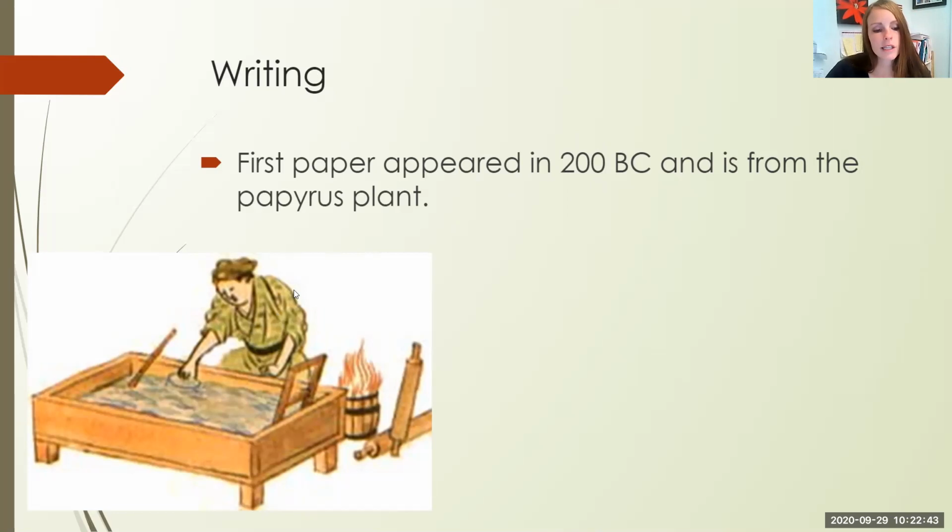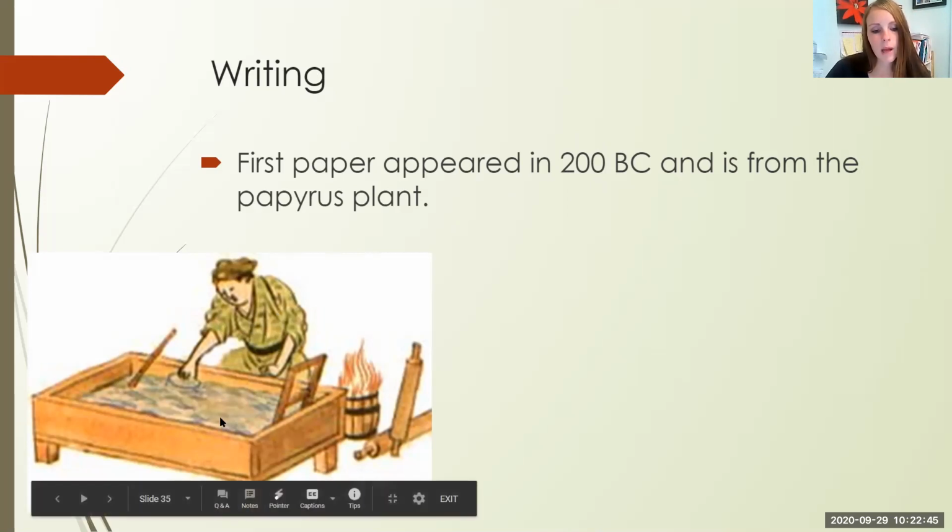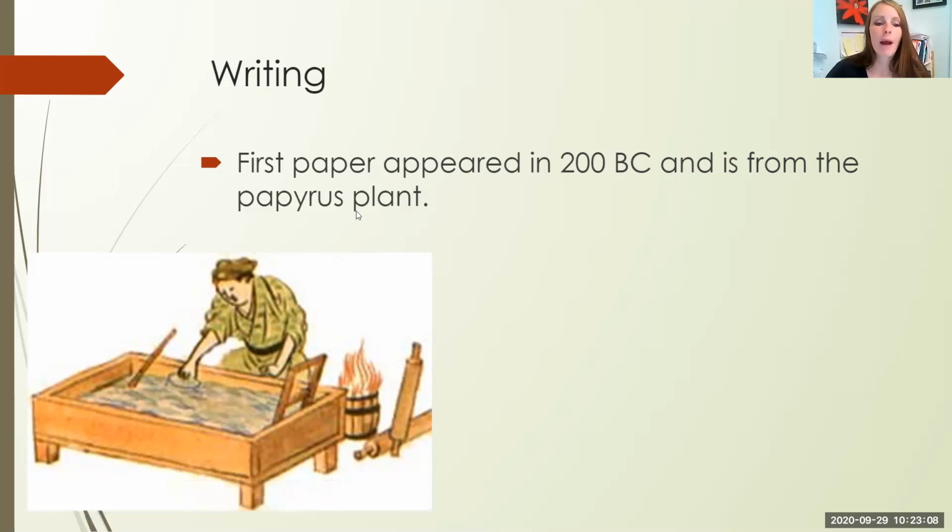Here's a picture of them creating paper from the papyrus plant. They would get the plant and break it down. Here's a stick that they would use to mash up the fibers, and put some other things in it. They would lay it flat, then heat it up, let it dry, and then roll it up into scrolls, basically. So it's pretty cool. It's an actual process from a papyrus plant to paper.